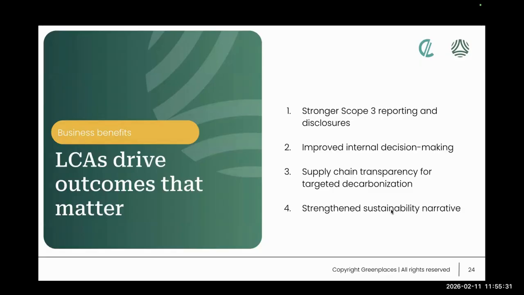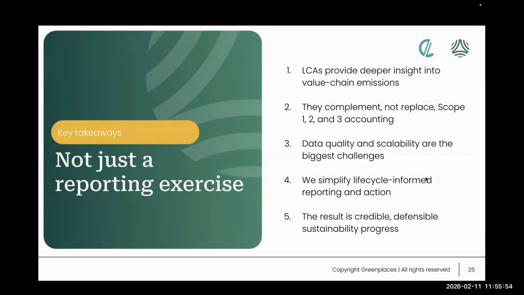But I do think that we get asked a lot of questions about the compliance component, stronger scope three emissions reporting and disclosures. You can improve your internal decision making, strengthen your sustainability narrative, and absolutely that transparency with your supply chain and being able to speak to folks more intelligently about what's going on with the product is extremely important. And this should be beyond a reporting exercise.